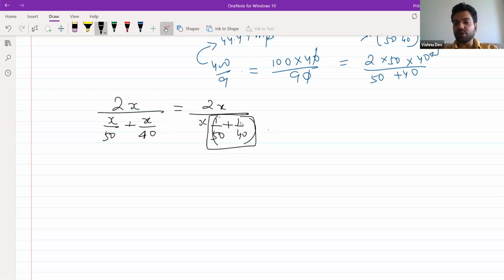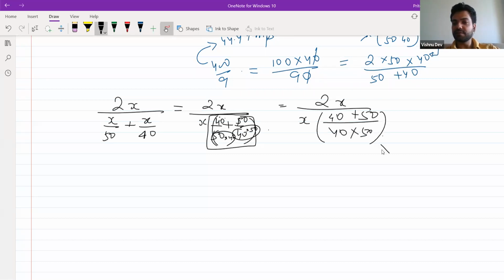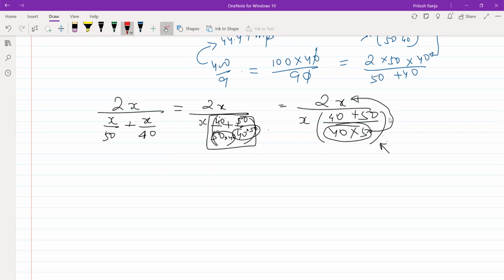So if you add this, what do we do? We make the denominators the same. So I multiplied this by 40, and I multiplied this with 50. So I had to multiply here also 50, here also 40. So I can see the same denominator. So that will be 2x by x, 40 plus 50 by 40 into 50. Is this understood till here? Yes, sir. So this is the denominator. So now it will jump to the numerator. Is this understood? Or I'll tell you the explanation for this also. Understood. Good.